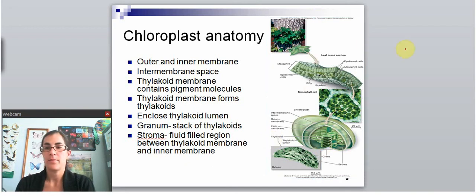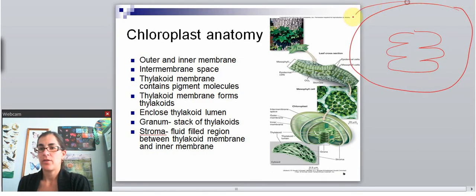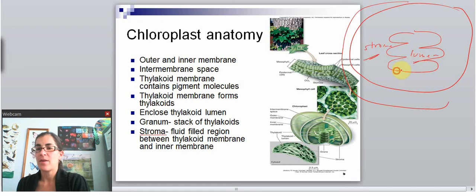So let me get the pen up here. I'm just going to blow up the thylakoid a little bit, focusing on the thylakoid. So I've got my inner membrane, my outer membrane. This is the thylakoid lumen. This is the stroma outside of the thylakoid. So I've just enlarged this part here. The stroma, the thylakoid lumen, and the membrane are the key parts that we're going to be focusing on when we look at the light reactions. So make sure you're really familiar with those locations.